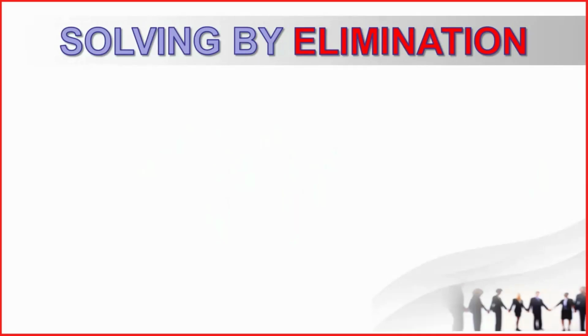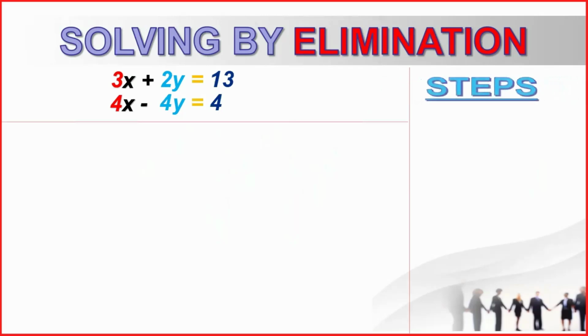Now, I want us to start the first method, solving by elimination method. So we are given 3x plus 2y equals 13 and 4x minus 4y equals 4. Let me write the steps here.